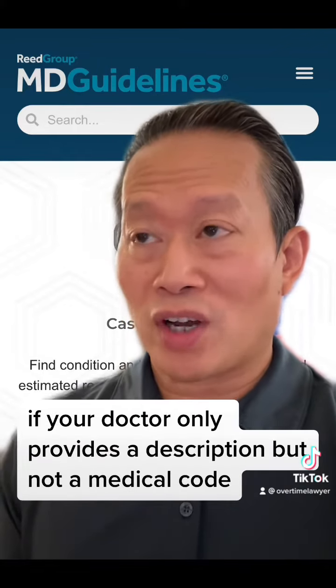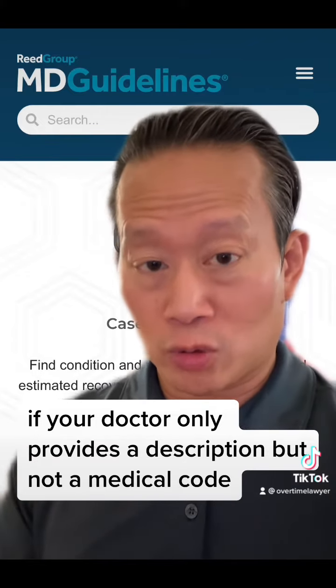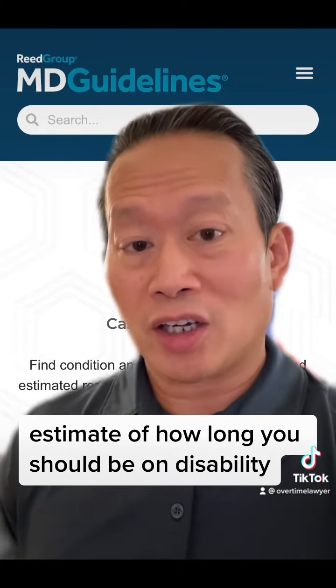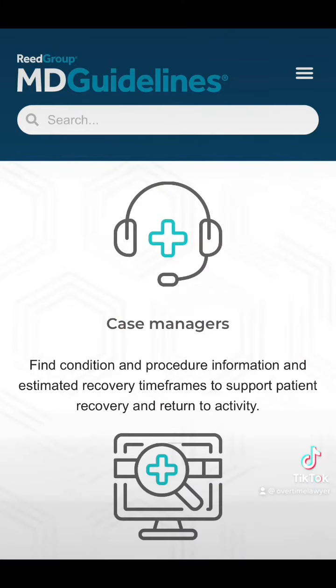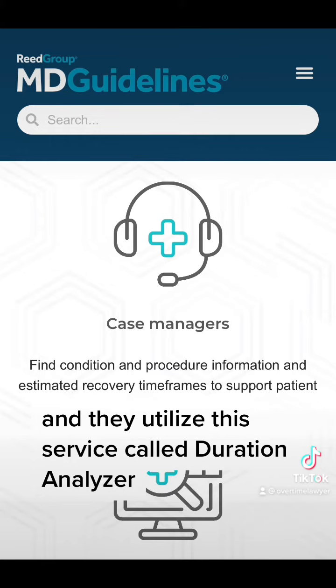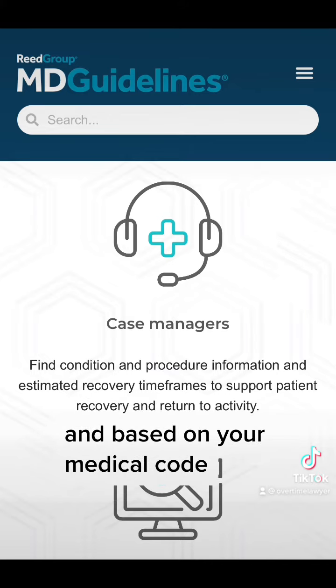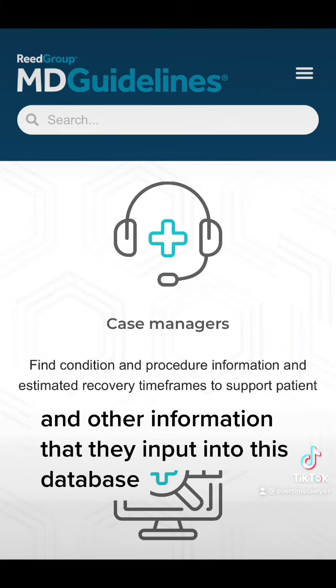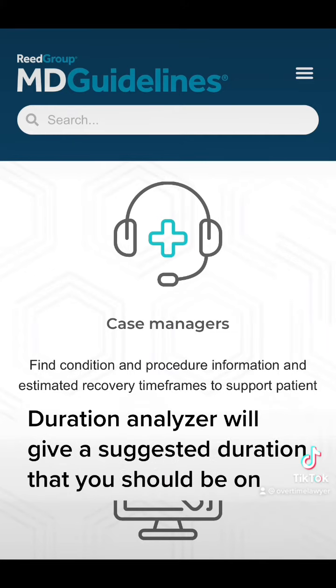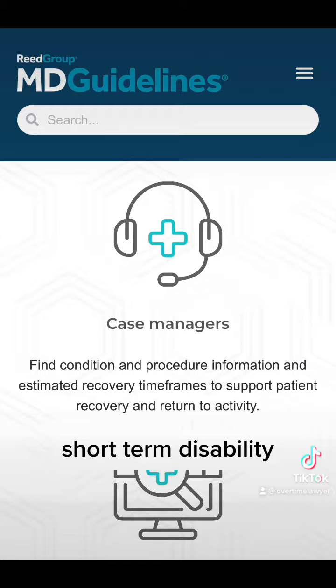If your doctor only provides a description but not a medical code, it's really hard for MD Guidelines to give you an accurate estimate of how long you should be on disability. So these insurance companies subscribe to MD Guidelines, and they utilize this service called Duration Analyzer. Based on your medical code and other information that they input into this database, MD Guidelines Duration Analyzer will give a suggested duration that you should be on short-term disability.